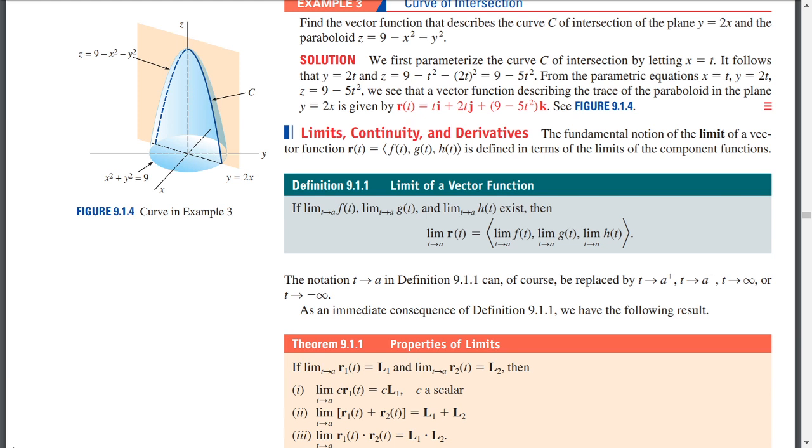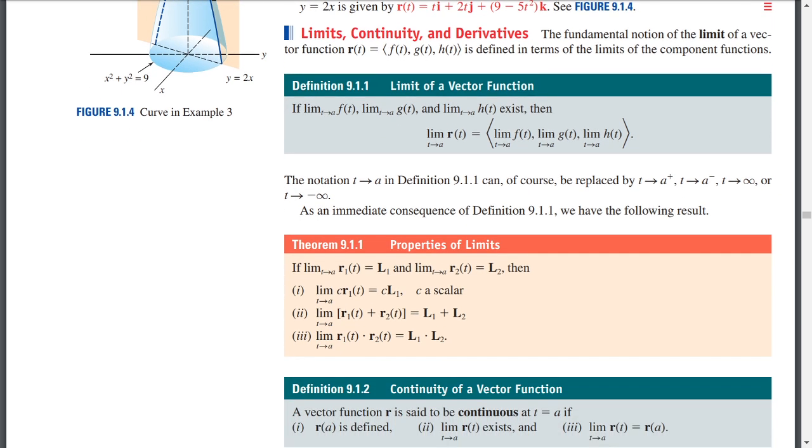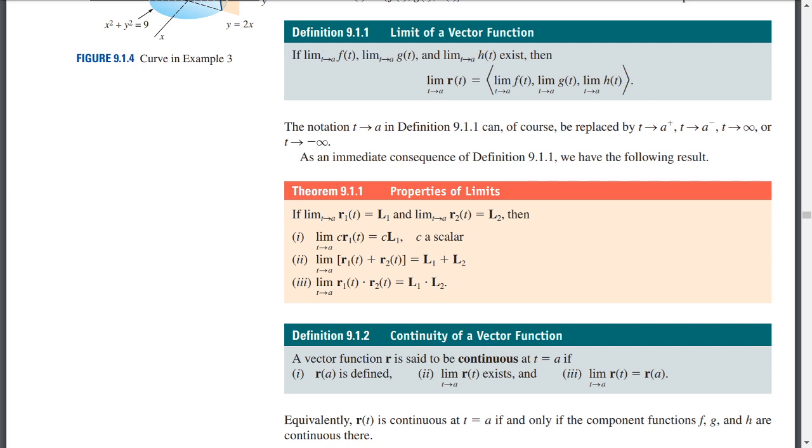So what is the definition of limit? To find the limit of a particular vector function, it is enough to find the limit of the component functions present in that vector function. For the limit of a vector function to exist, the individual limits of the component functions must also exist. The notation t tends to a in the given definition can be replaced by t tends to a plus, t tends to a minus, t tends to infinity, or t tends to minus infinity. All these terms have the meaning which you have learned before.